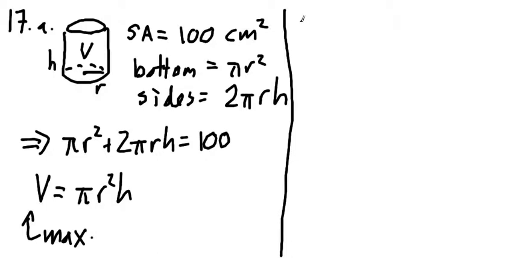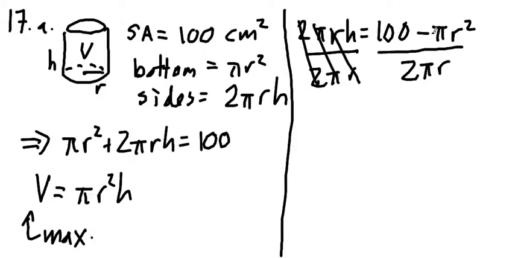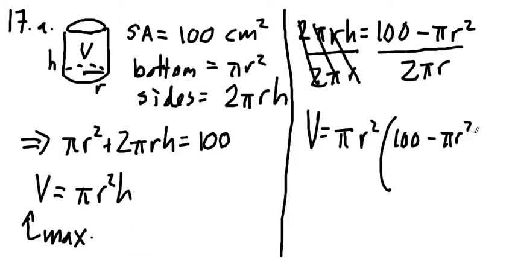So subtracting pi r squared from both sides, we get 2 pi rh is equal to 100 minus pi r squared. Then I'll divide both sides by 2 pi r. That tells me that h is equal to 100 minus pi r squared all over 2 pi r. Now I substitute this into the volume expression. The volume is pi r squared times h, and h is 100 minus pi r squared over 2 pi r.